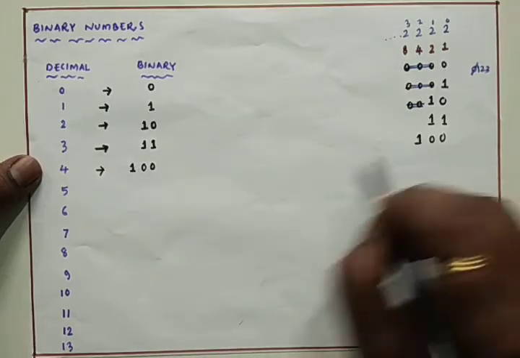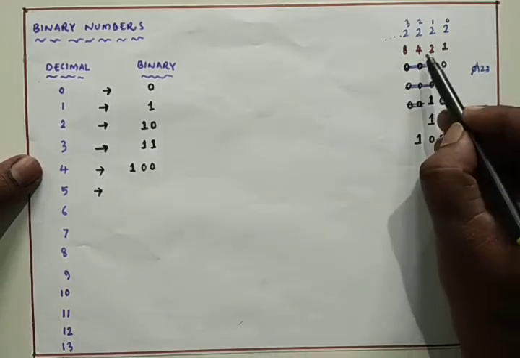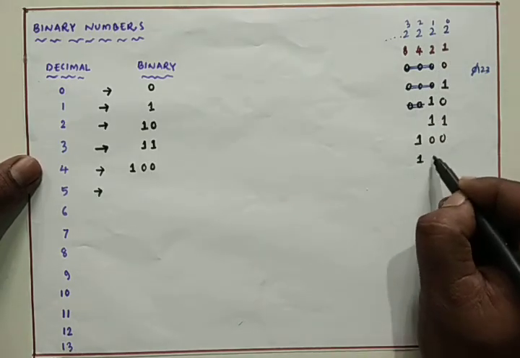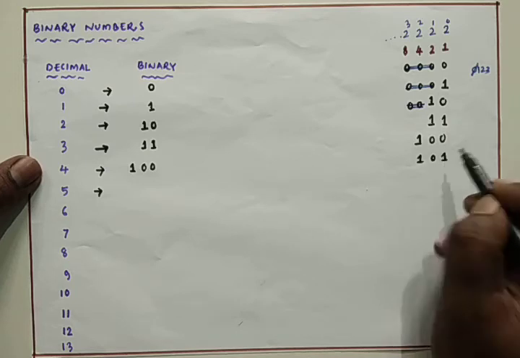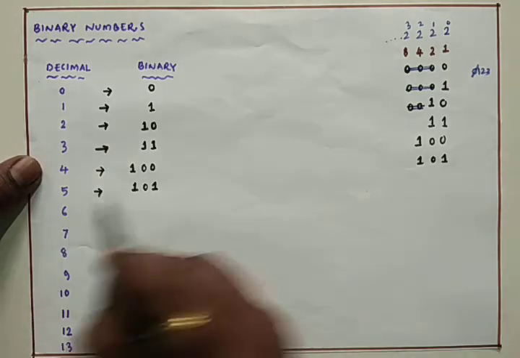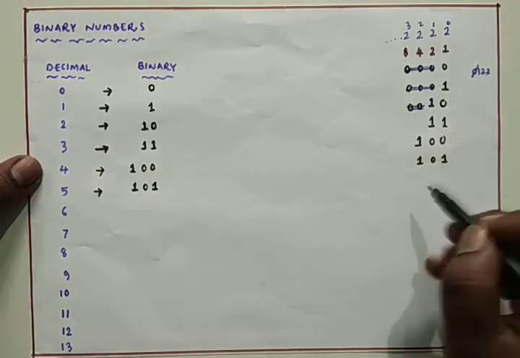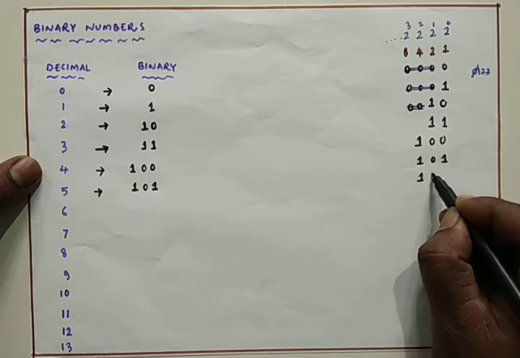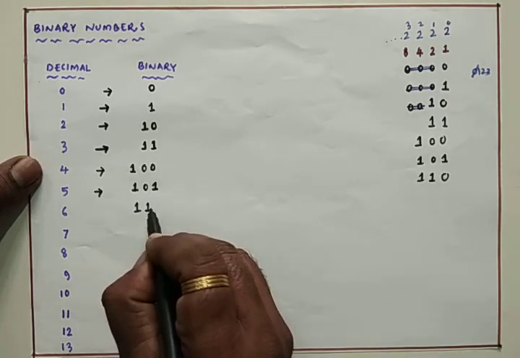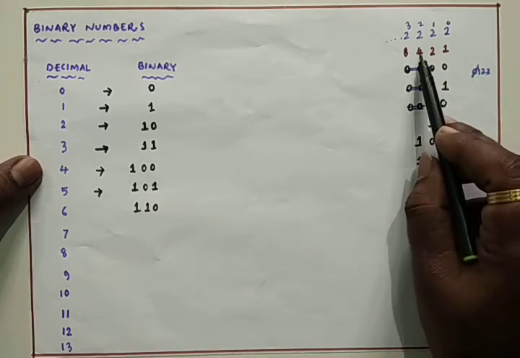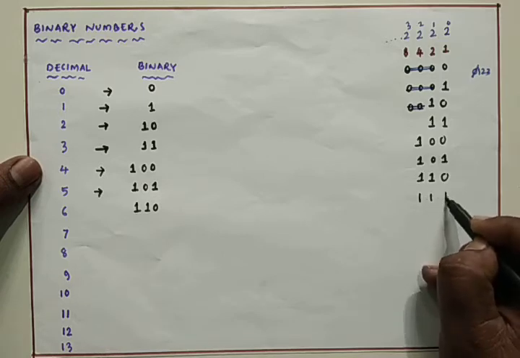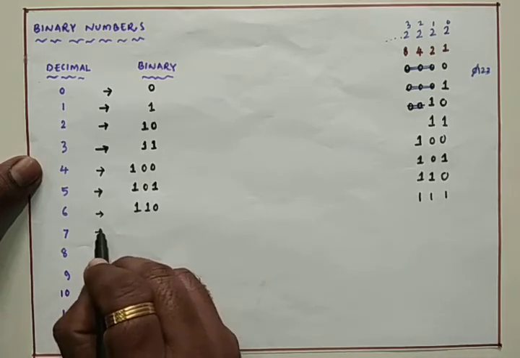I don't require this one. Next 5. 5 means 4 plus 1. This is 4 and it is 1, this is 0, I don't require. This is 1 and it will be 1 0 1. Next I should go with the 6. 6 means 4 plus 2 is 6, so that I can make use of 4, I can make use of 2 and it will be 0. So that it will be 1 1 0. Next one is 7. 7 means 4 plus 2 plus 1. So I have to make use of this 4, 2 and 1. So that it will be 1 1 1.